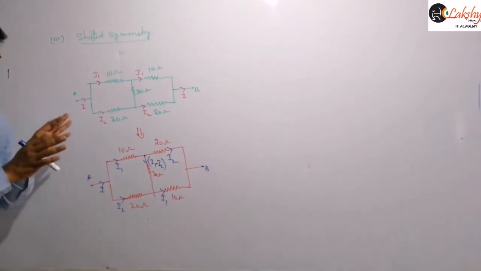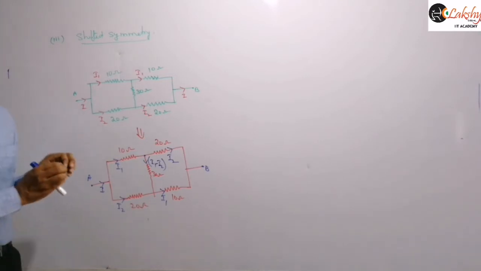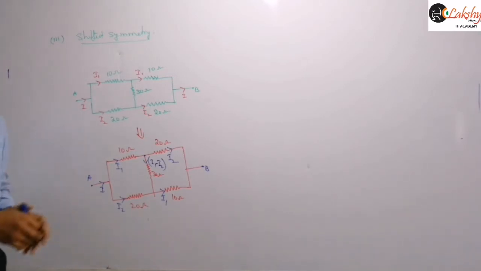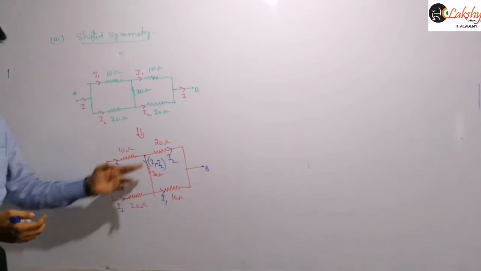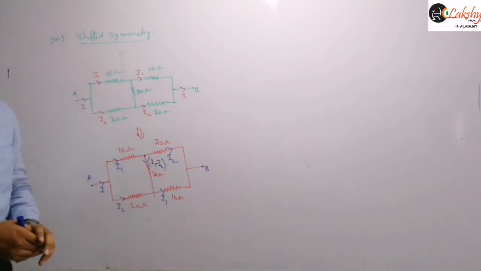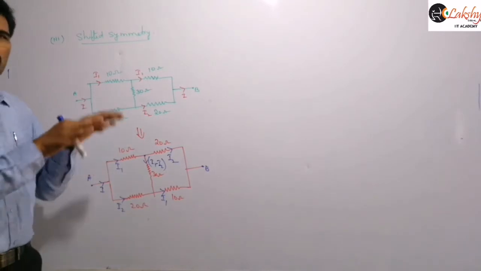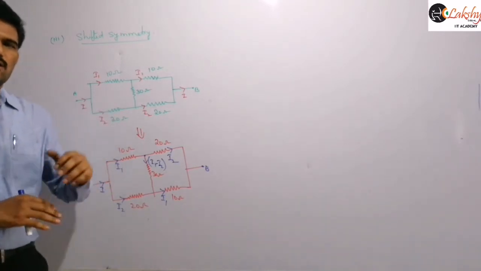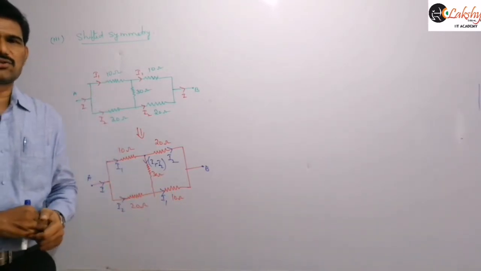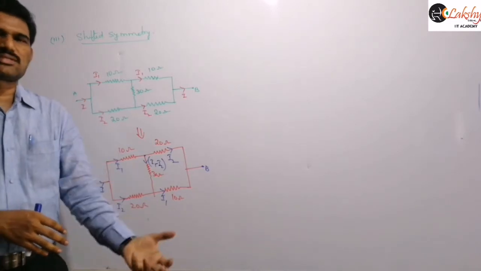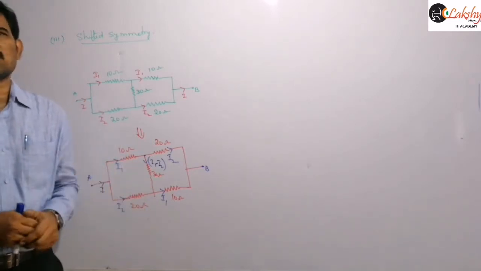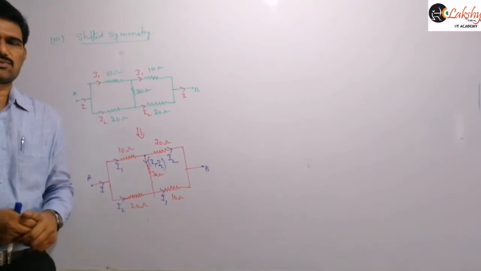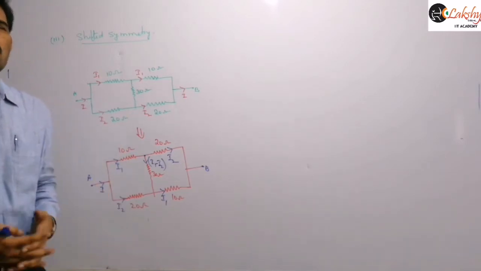So this is the advantage of shifted symmetry. We can take the same current here. That is the only advantage. By taking like that, we can reduce the number of unknowns, and so we can reduce the calculations. As I said previously, if 3 unknowns are there, we need to apply the Kirchhoff law for 3 loops. If 4 unknowns are there, we need to apply it for 4 loops.